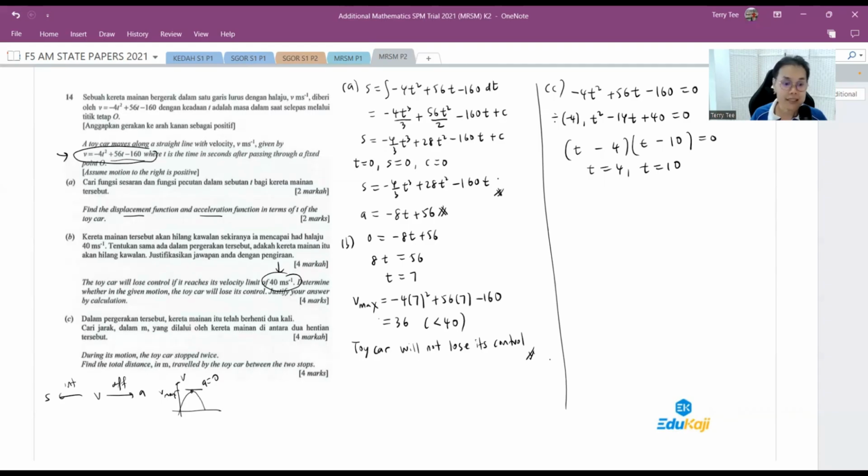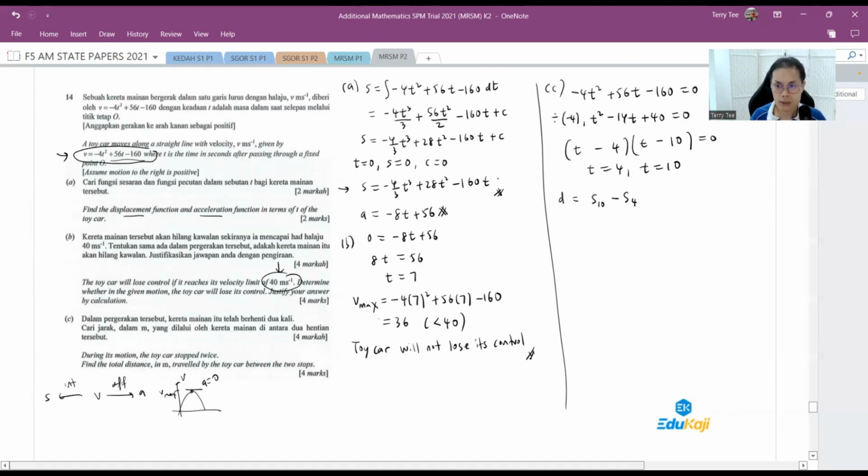So we're supposed to find the distance between them, right? Since I already have my displacement function over here, we can just substitute in. In this case, I would say the distance between them is S10 minus S4. But when you do this, you may get a negative answer. If you get a negative answer, it means it's moving to the left, then we just take the modulus, all right?